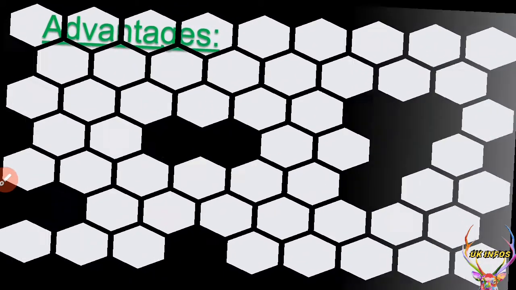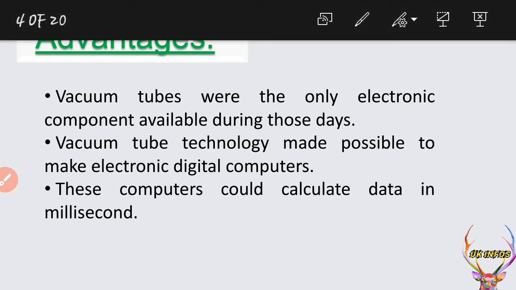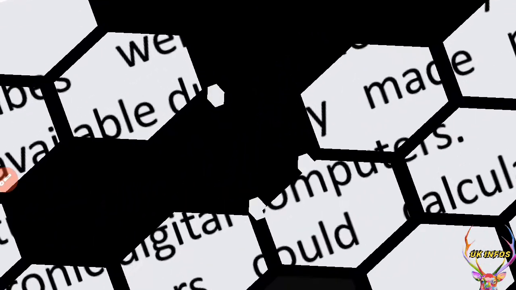Now we are going to see the advantages of the first generation. Vacuum tubes were the only electronic component available during those days, which is why they used them. Vacuum tube technology made it possible to build electronic digital computers. These computers could calculate data in milliseconds. That's very important. So, what are the disadvantages?